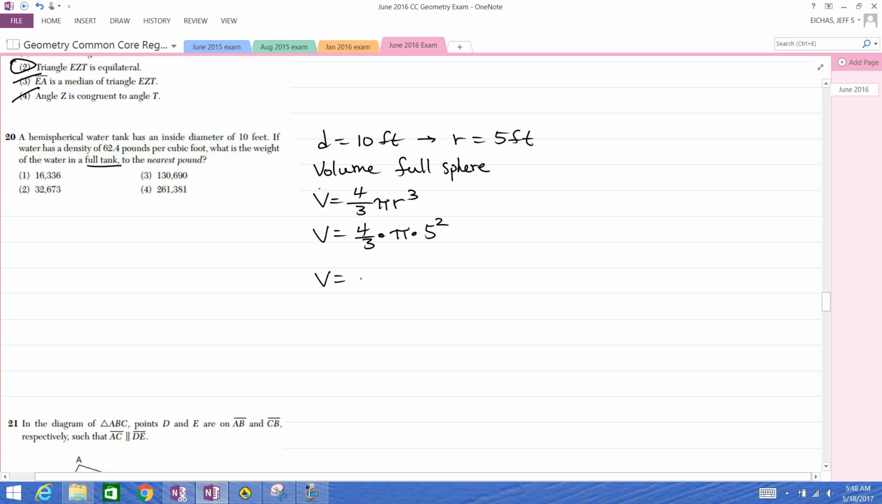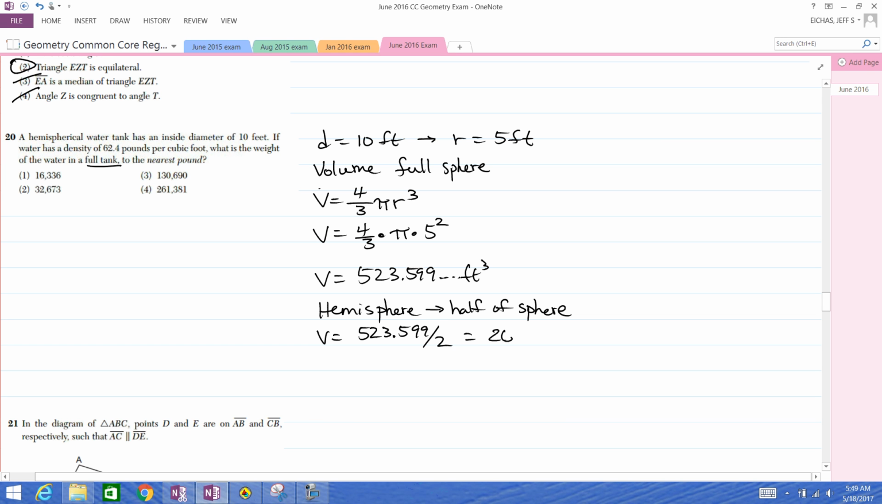All right, let your calculator do the work here. Let's see, I get 523.599. That will be feet cubed, the units of measure there. Now we want the hemisphere, which means a half of a sphere. So for the volume of that, we're going to take our number and divide by 2. 261.799.